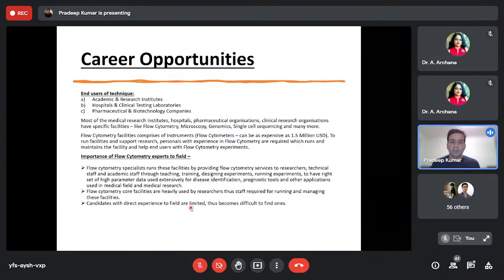And the third one is pharmaceutical and biotechnology companies that employ people. So all sorts of research labs where they're doing cell biology, plant biology, or where flow cytometry is involved. And it is not just flow cytometry, there are other techniques as well which you can make your career out of, like microscopy, genomics, single cell sequencing, and a lot more, like mass spectrometry. They are limited, like 5 to 10 techniques, so you can focus on one or two of them, and then you can successfully make your career out of it.